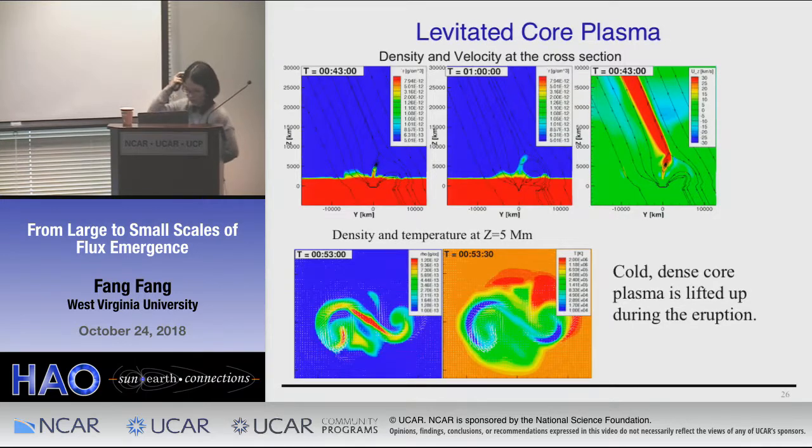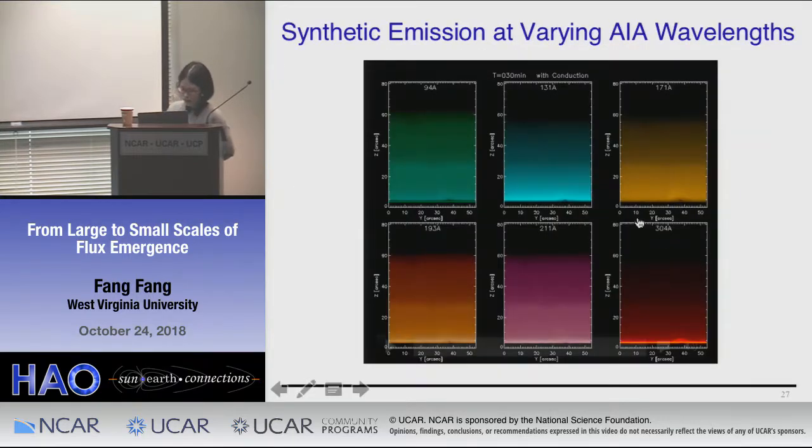And also, if we take a closer look at the cross-section of the simulation, on the left side is showing you the density structure of the core, and you see that the high density material is being lifted up into the corona, together with an upward motion shown by the right panel. And on the lower bottom is showing you the temperature structure in the corona. So you see that the cold dense material has been lifted up into the corona during this eruption.